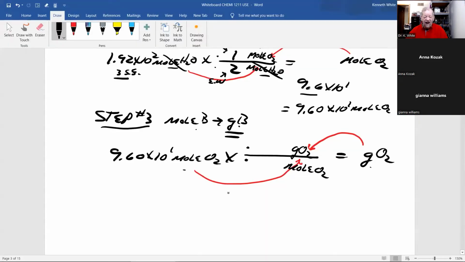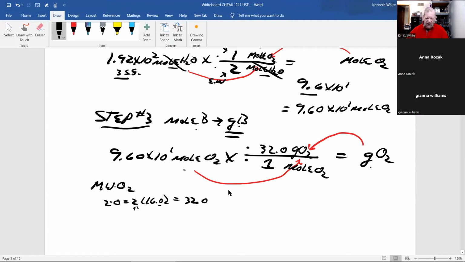So oxygen molecular weight, O2, is 2 oxygens. And that's equal to 2 times 16.0, which is 32.0. Because this is 1 past the decimal, this is an exact number. So for every 1 mole of oxygen, there's 32.0 grams of oxygen gas, O2.